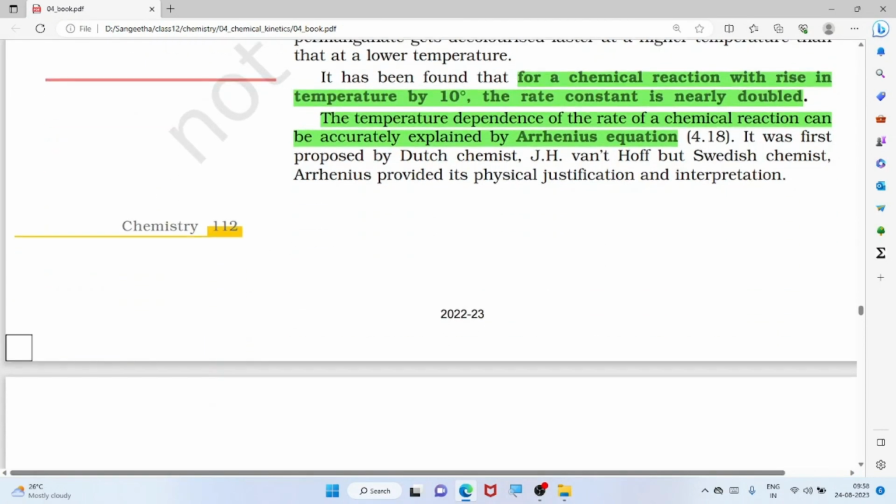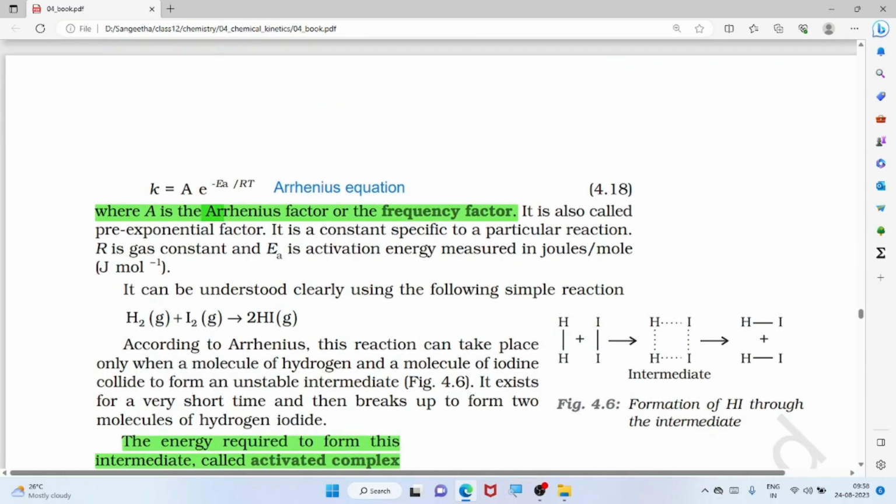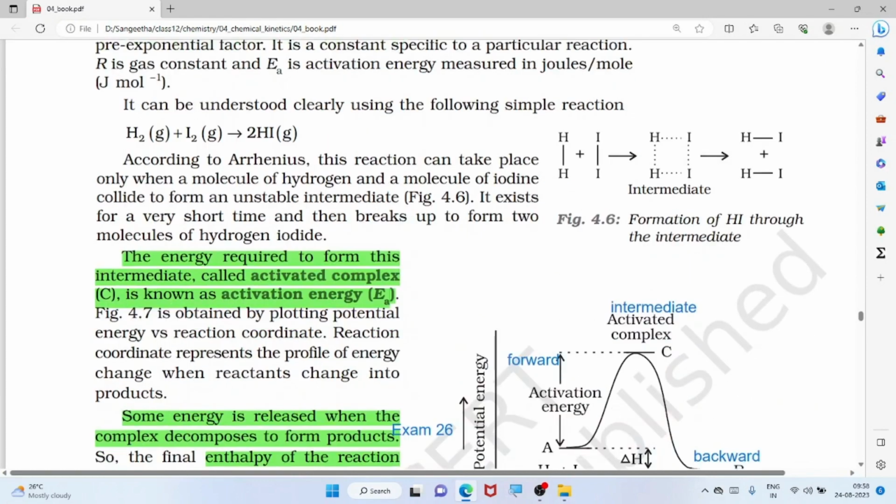Temperature dependence. For a chemical reaction, with a rise in temperature by 10 degrees, the rate constant is nearly doubled. The temperature dependence of the reaction rate is accurately explained by the Arrhenius equation. This is that equation, where A is the Arrhenius factor or frequency factor.